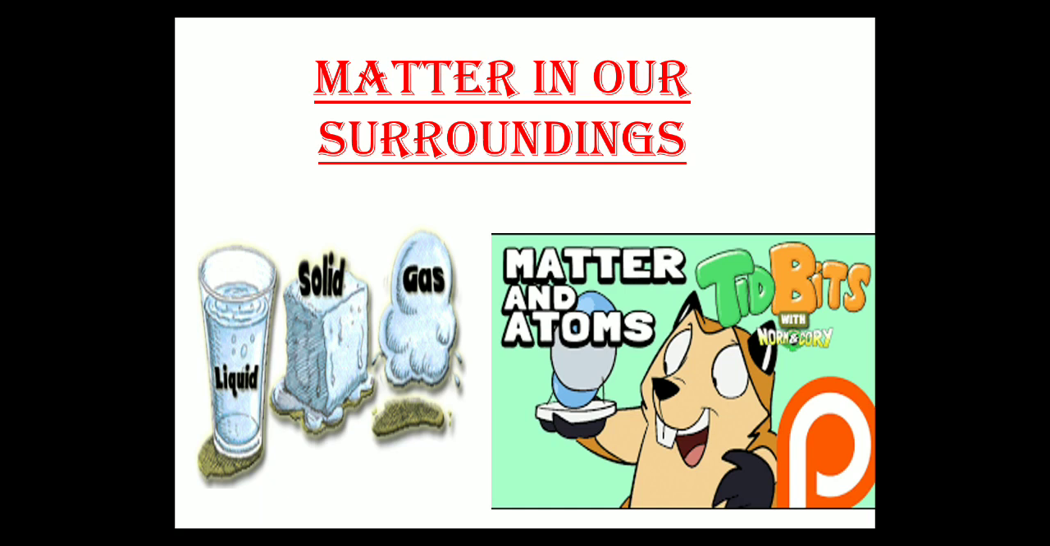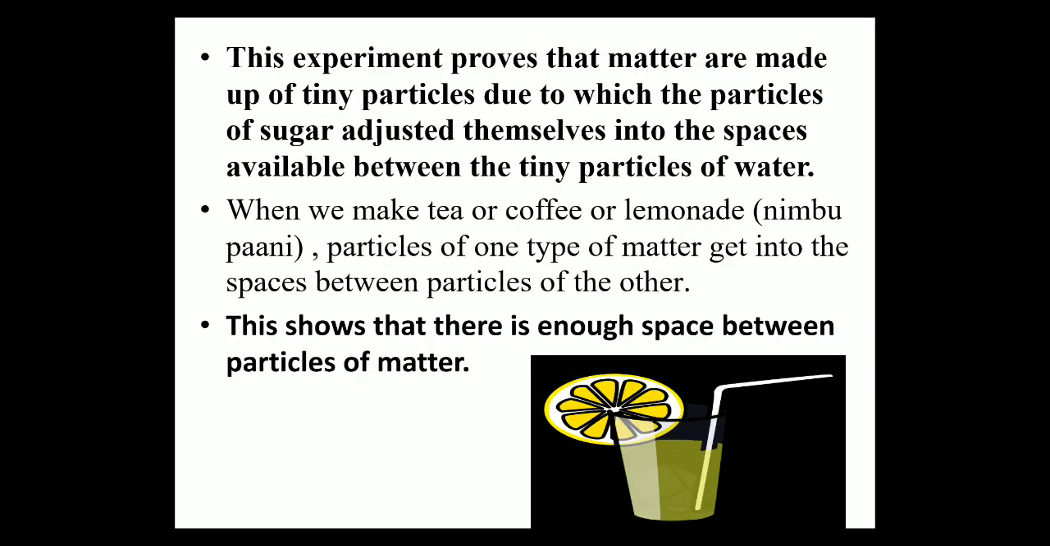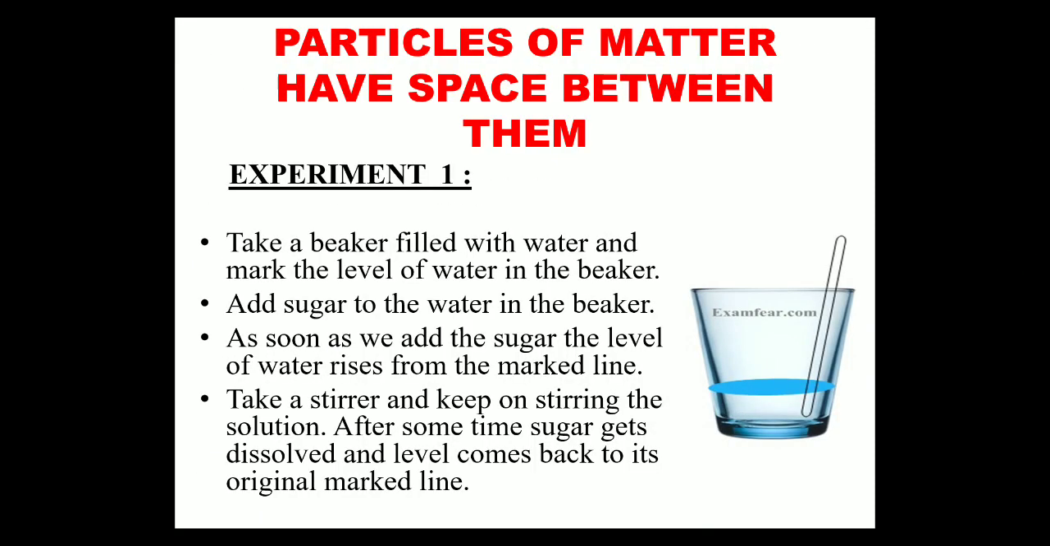So now all of you know that particles of matter are small in size, as well as we know that matter is made up of particles called atoms, right? So today we would be covering the other three characteristics. The first one is that particles of matter have space between them. What is it? Particles of matter have space between them.